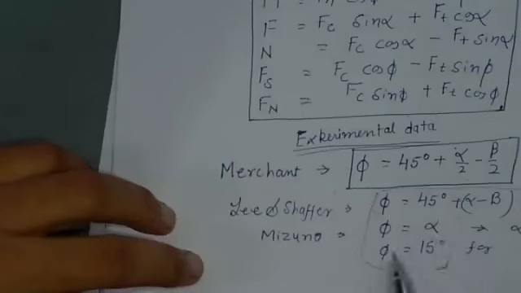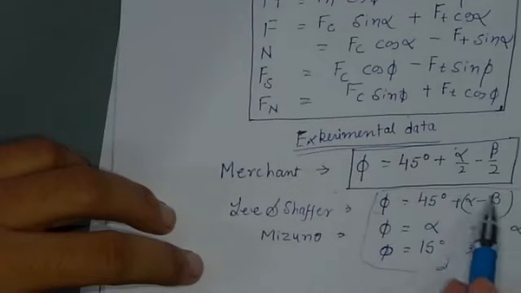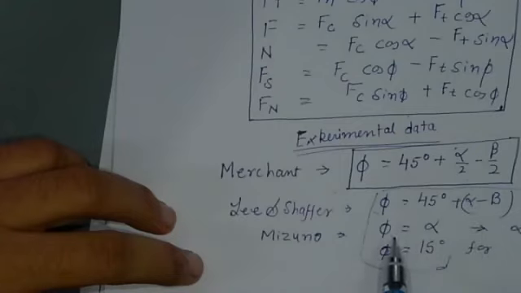And you must also know that the shear zone has a width of almost 25 degree. If you see this equation, shear angle decreases as the rake angle decreases, or phi is directly proportional to alpha. Again, phi is inversely proportional to beta. It means that shear angle increases if friction angle decreases.